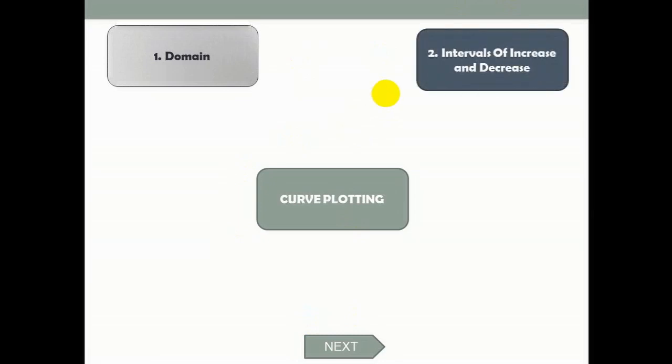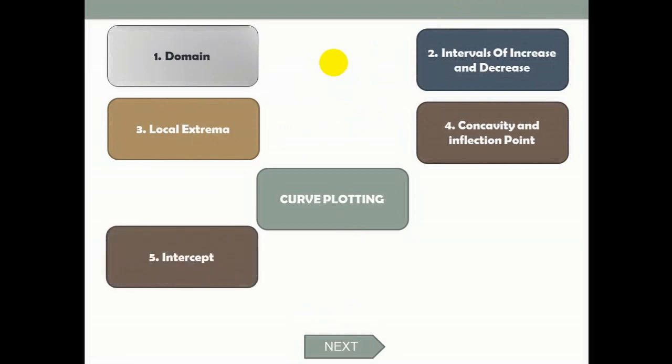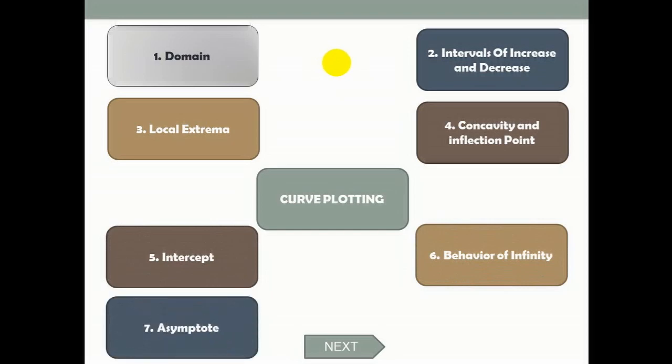The second is that you need to know the intervals of increase and decrease. The third is local extrema. The fourth is concavity and inflection point. The fifth is intercept. The sixth is behavior at infinity. Behavior at infinity, you can see from the degree from the previous one. The seventh is asymptote, which of course you already learned. And the last is graph.